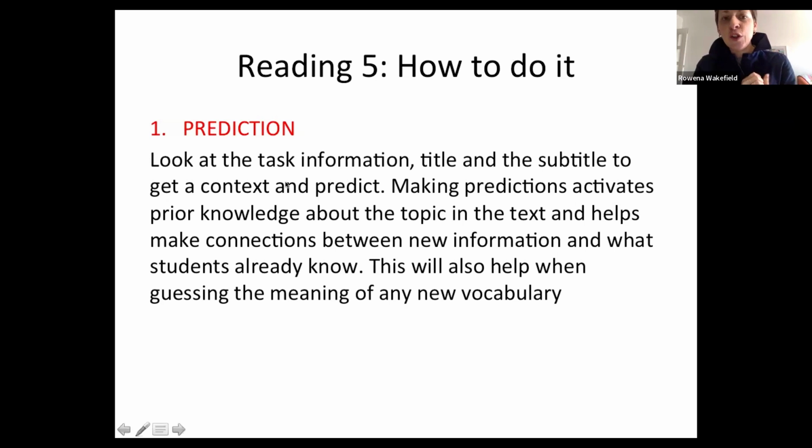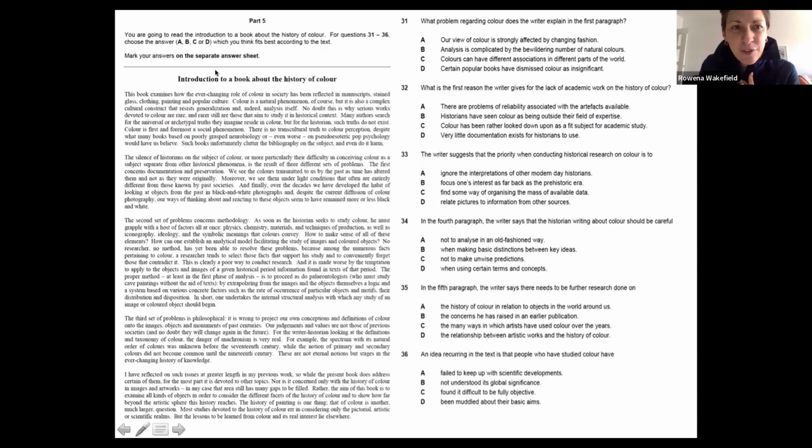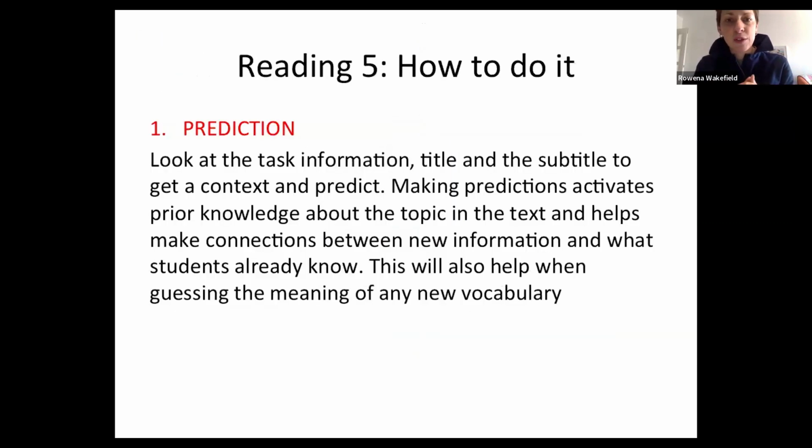For the prediction, you have to look at the task information, the title, and the subtitle. When I say the task information, I mean, I don't know if you can see it. You can, yeah. Okay, thank you. It's where it tells you what the task is about, not the instructions, but the task information, because sometimes that is more useful than the title. Sometimes it gives more information. The titles are not always that helpful. Sometimes there's more information in that task information bit. So get them to read that, the title and the subheading.